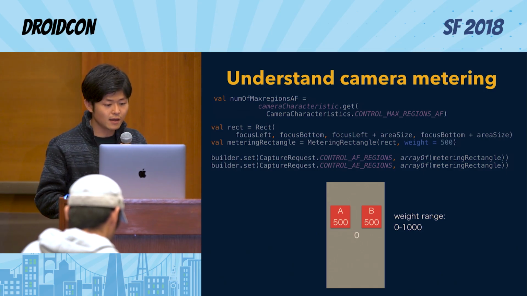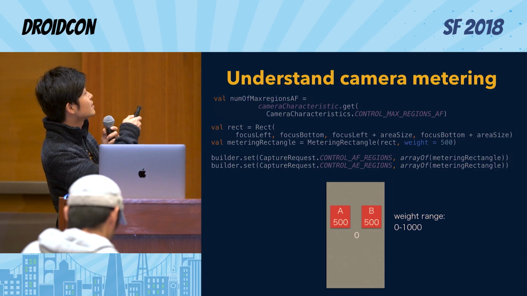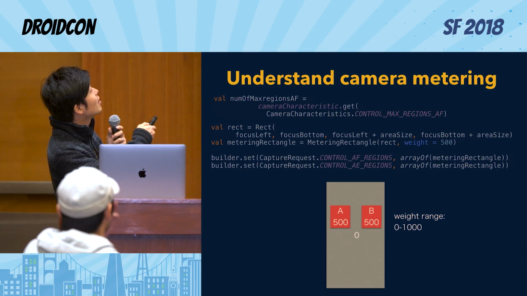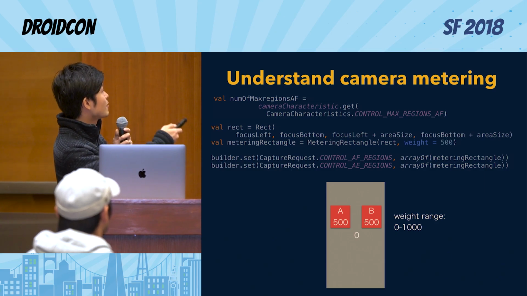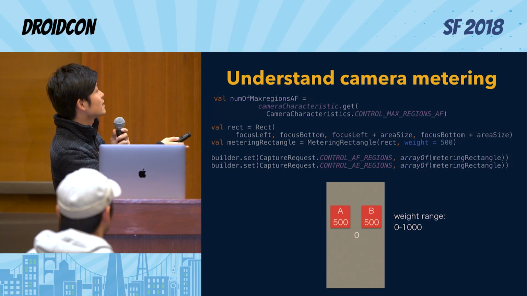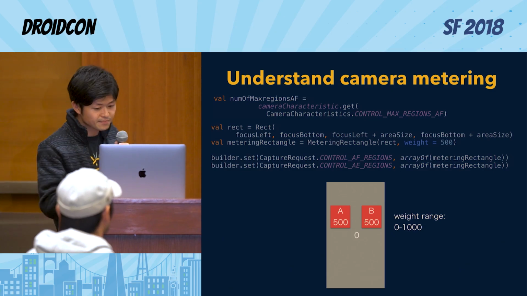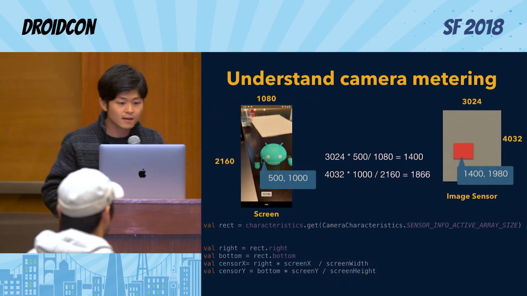And this weight is relative. So in this example, I put 2 measuring regions, which means the device will look into the focus of this A and B part, because the other part has a weight of 0. So this is how the focusing and exposure works.